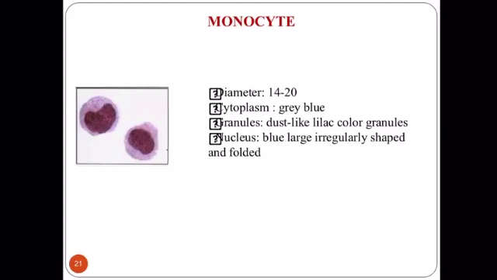Nucleus is blue, large, irregularly shaped and folded, sometimes kidney shaped, and sometimes vacuoles in the cytoplasm are seen in the monocyte. So this is a monocyte.